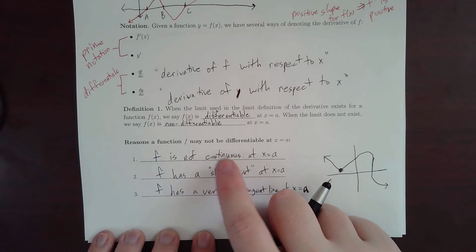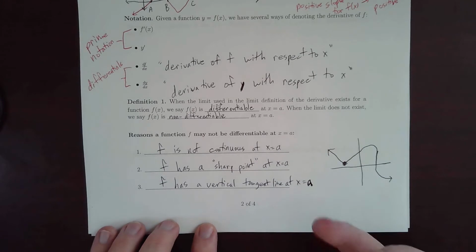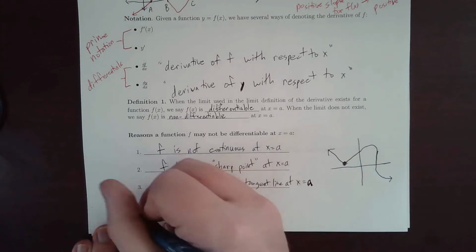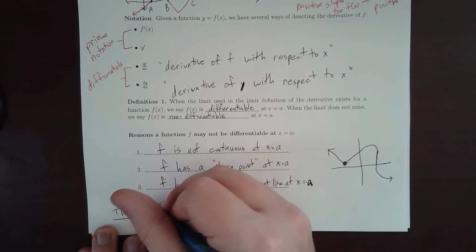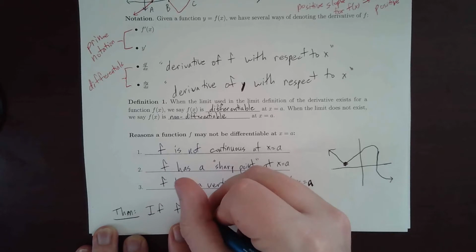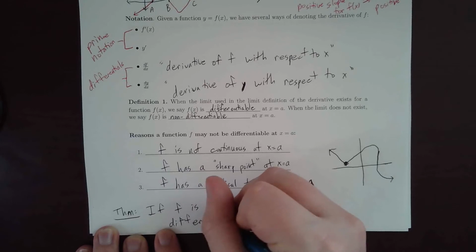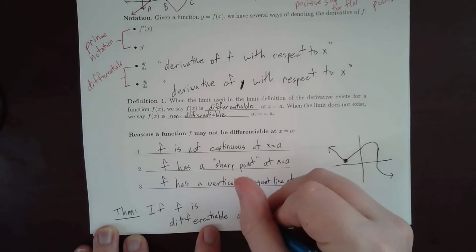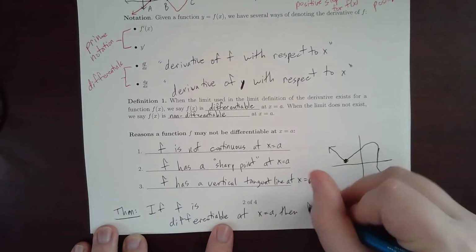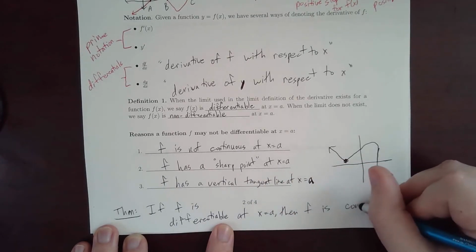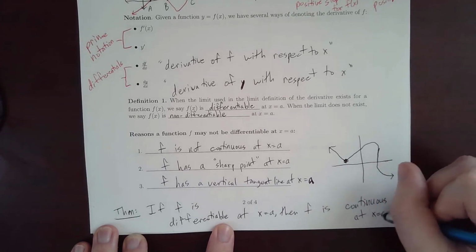So notice that you can't have something that's differentiable if you're not continuous. What that means is that the contrapositive of that statement is true. So a nice little theorem we get is that if a function f is differentiable at x equals a, then f is continuous at x equals a.